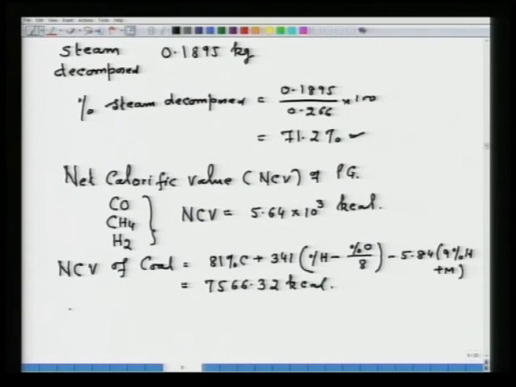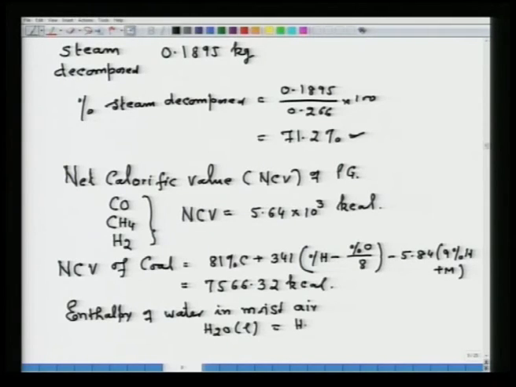Then we have to find out the enthalpy of water in moist air. We have to find out the enthalpy of water in moist air. That means we have to find out H2O liquid to H2O gas, and seeing the amount of this, the enthalpy would be 9.93 kilocalorie. This enthalpy is simply the latent heat of condensation. So, from that you can calculate.